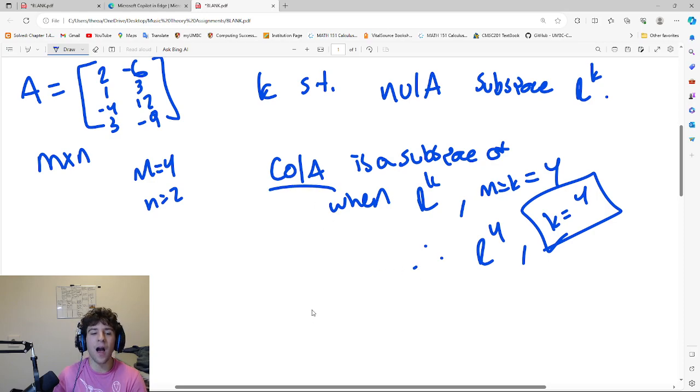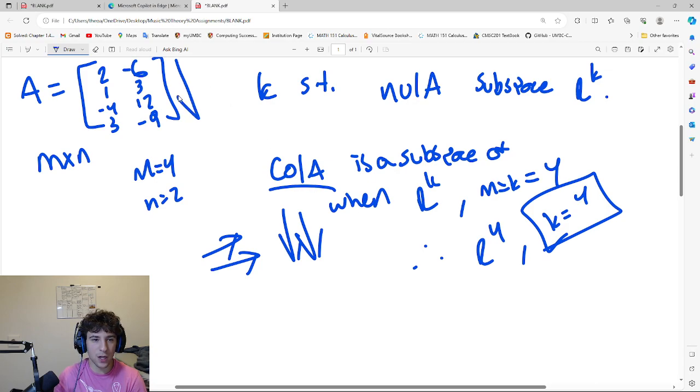It's asking for the column space right here. We know these are rows, these are columns. So essentially the required value is going to be whatever size the columns are, which in this case is equal to 4. For the null space, this is going to be different.